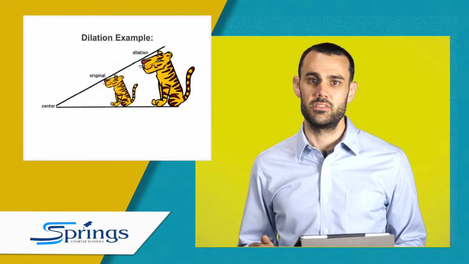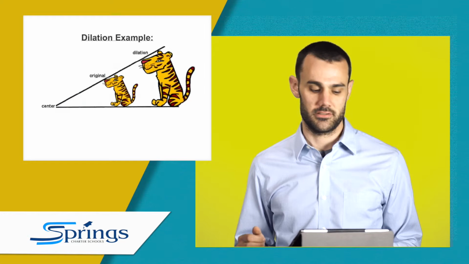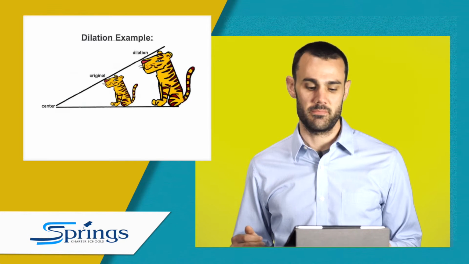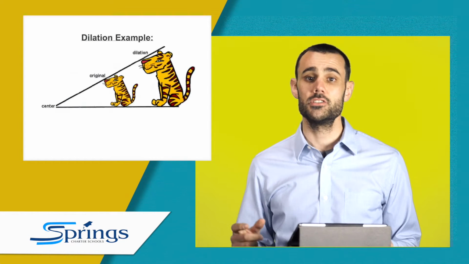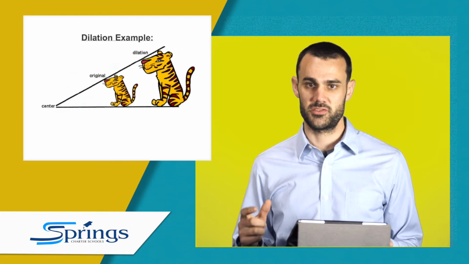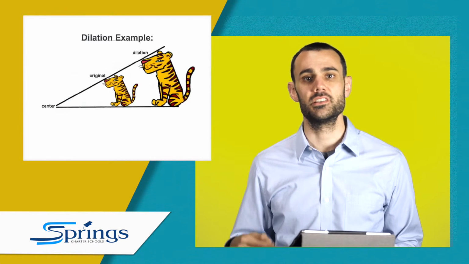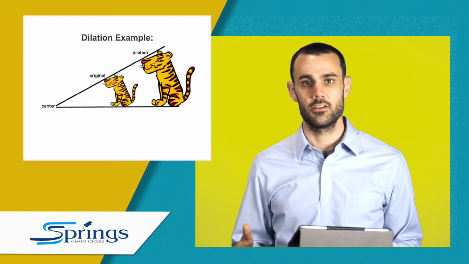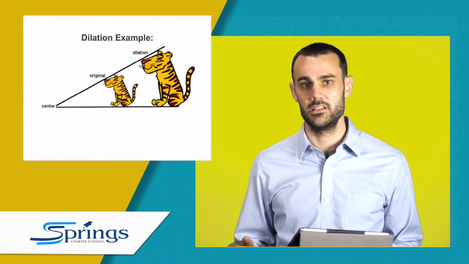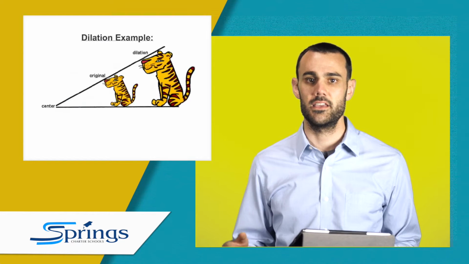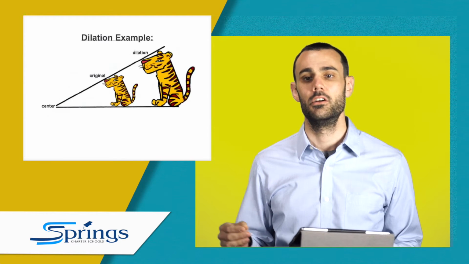So here's my example of a dilation. We've got two tigers here. We have the center here, which is that point where the lines meet. We have the original image, which is smaller, and the dilation here looks like maybe it's ×2 or ×3. That's how many times larger than the original image the secondary image is in this case. So again, the dilation is taking something and making it bigger or smaller.